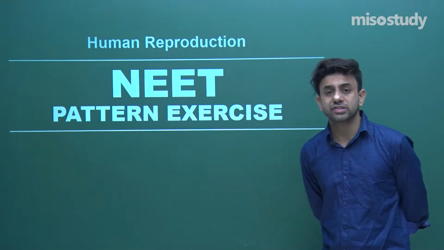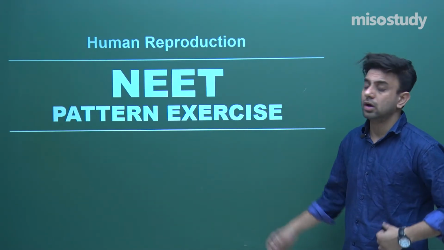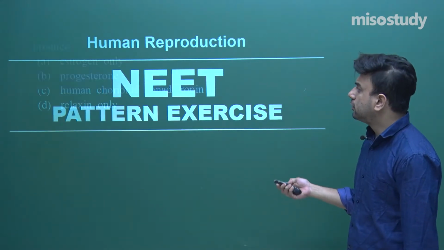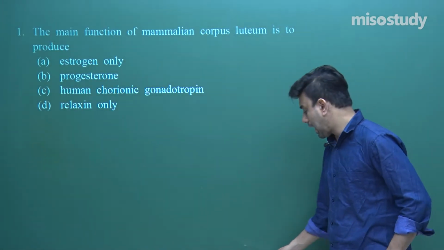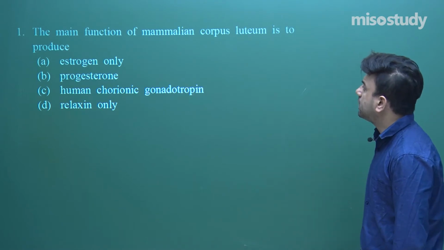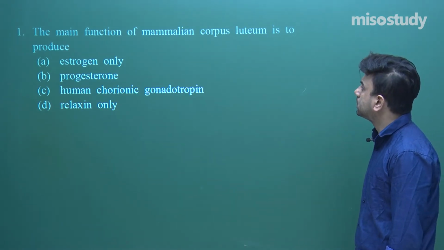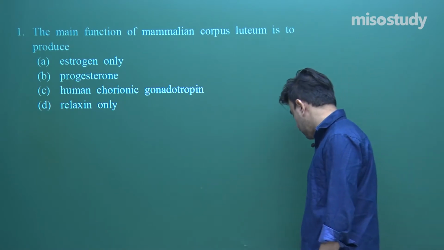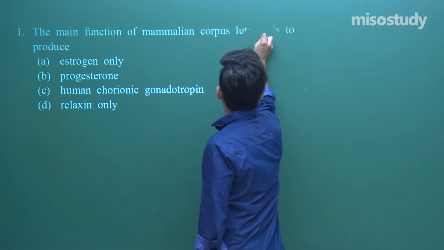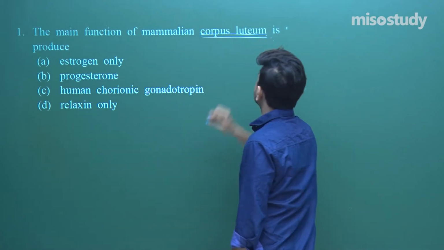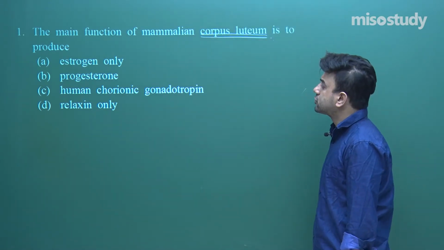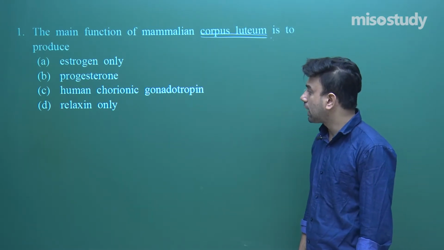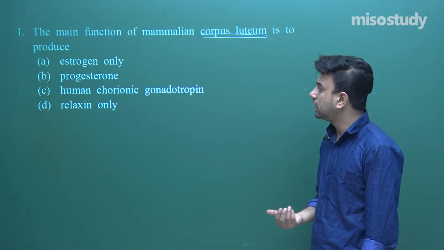So today we are going to discuss the NEET pattern exercise of the human reproduction. Right? So we'll move on to the first question and let us see what it says. The main function of the mammalian corpus luteum is to produce estrogen only, progesterone, human chorionic gonadotropin and relaxin only.